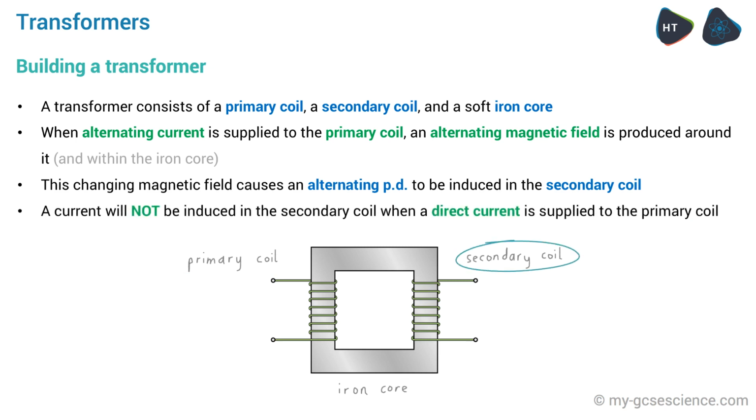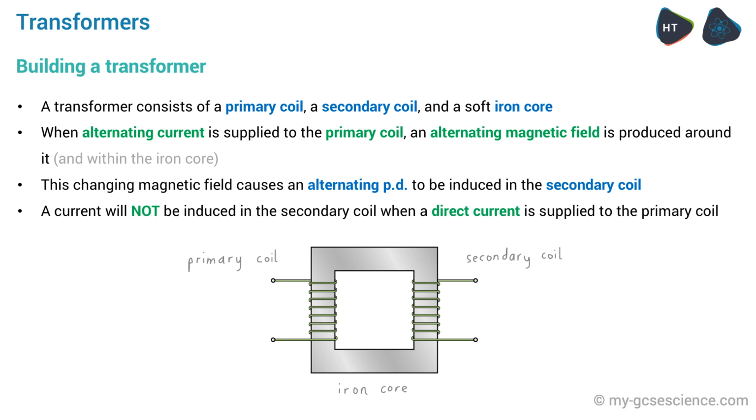A current will not be induced in the secondary coil when a direct current is supplied to the primary coil. In other words, transformers need AC to work. If the current in the primary coil doesn't change with time, then the magnetic field around it won't change either, which means that its lines of magnetic flux won't cut through the secondary coil. This transformer is being supplied with AC. It might work, and it might look nice, but it isn't actually doing anything that useful right now.